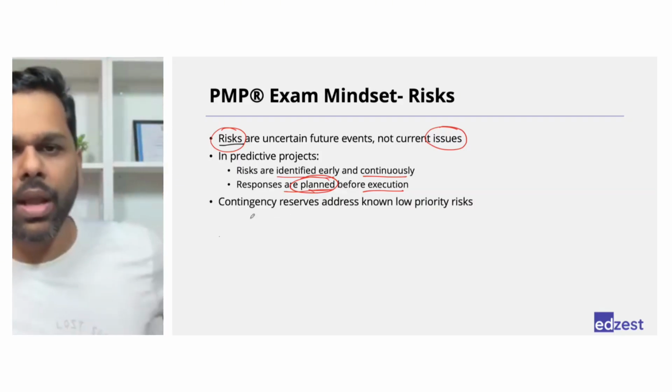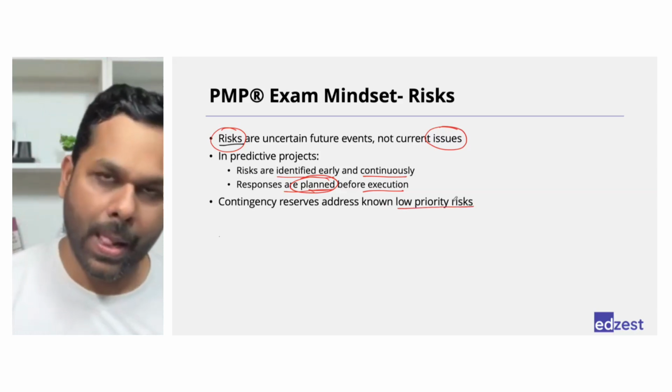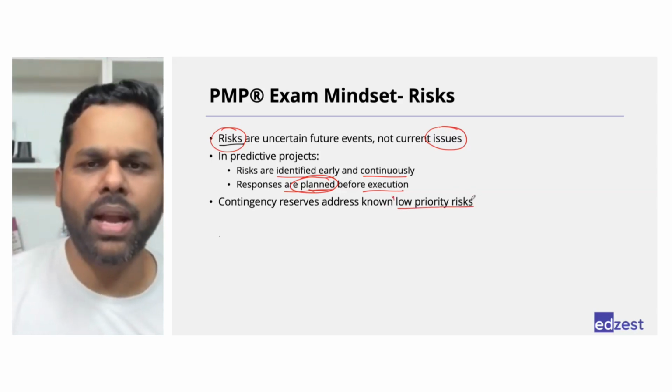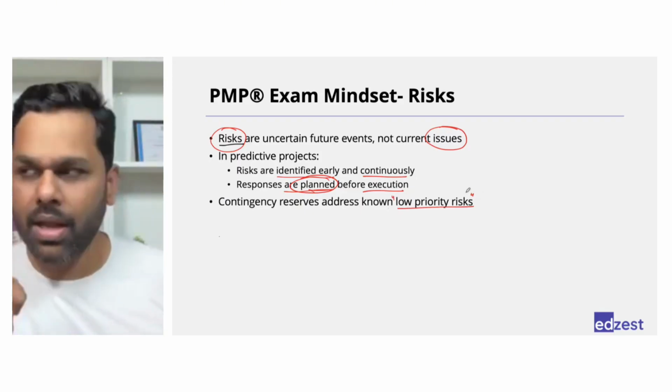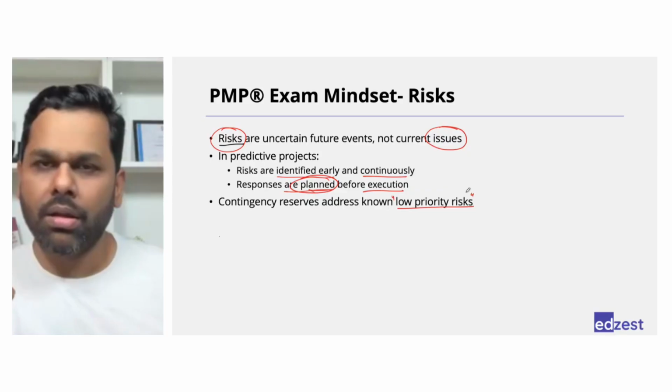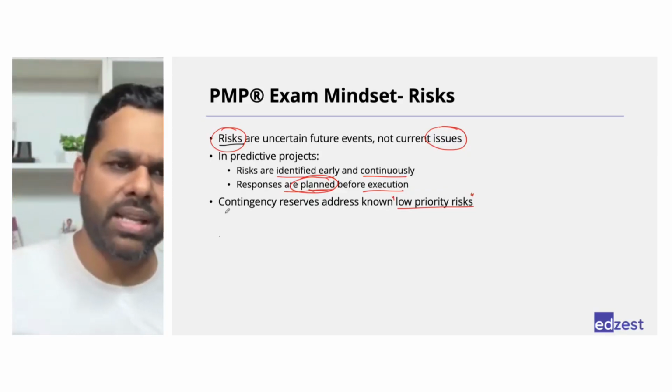Okay. Contingency reserves address known low priority risks. Right? So when the risk priority is low, which means it's a low probability thing, chances are very less that it will happen. Low impact risk, even if it happens, it will create very less impact. In such cases, keep contingency reserve.